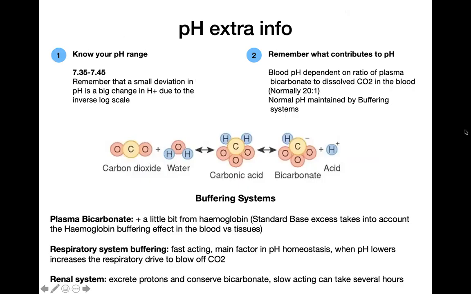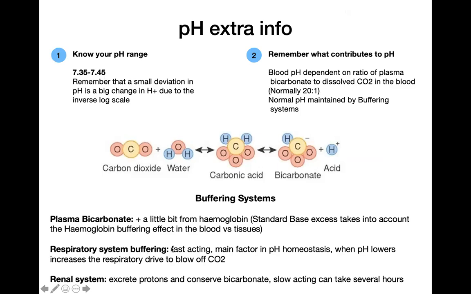So, pH, kind of just summary slides: go through, know your range, be really confident with it. And it's an easy range because it's just going from 7.35 to 7.45. Know what contributes to it. So know that you've got your plasma bicarbonate, know that you've got your respiratory system buffering, and that respiratory is going to be what's fast acting.